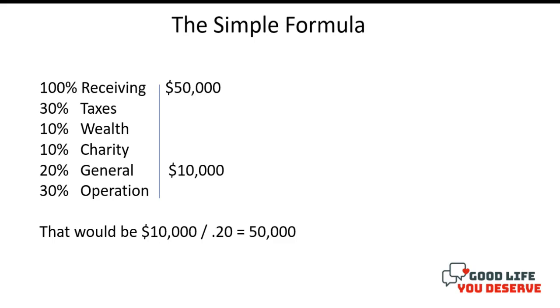For taxes, you multiply by 0.30, you get 15,000. 0.10, you get 5,000 for wealth, you get 5,000 for charity, and you get 15,000 for operating expenses.